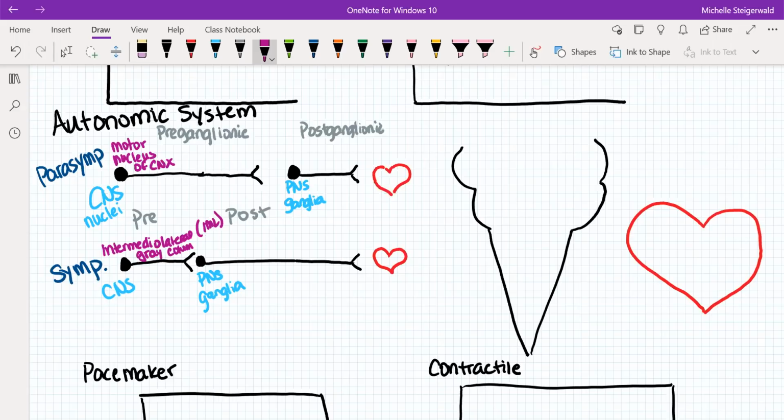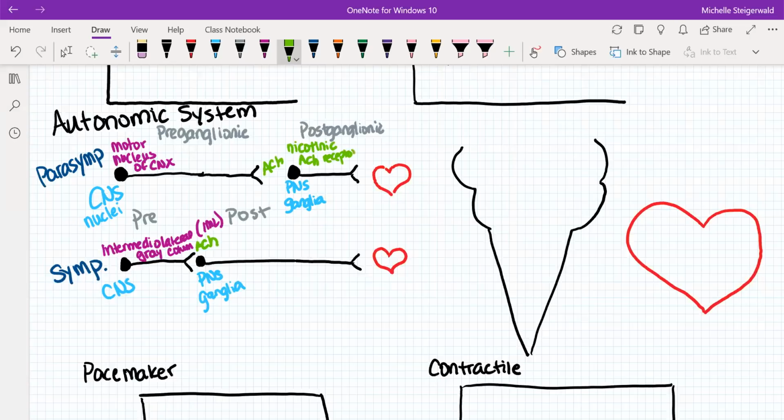Both of these preganglionics are going to release neurotransmitter, and they're going to release the same one. So this is going to be acetylcholine. Additionally, both of these are going to have the same receptor types on the input region of the postganglionic. So this is going to be a nicotinic acetylcholine receptor.